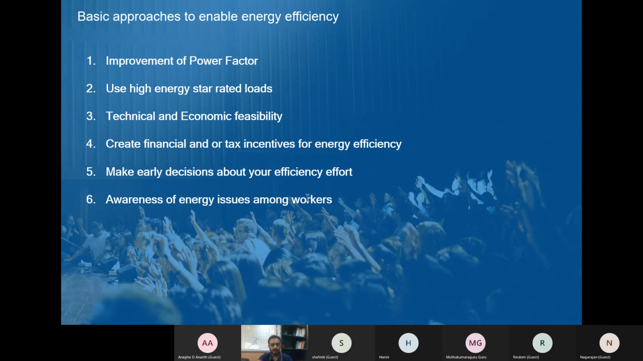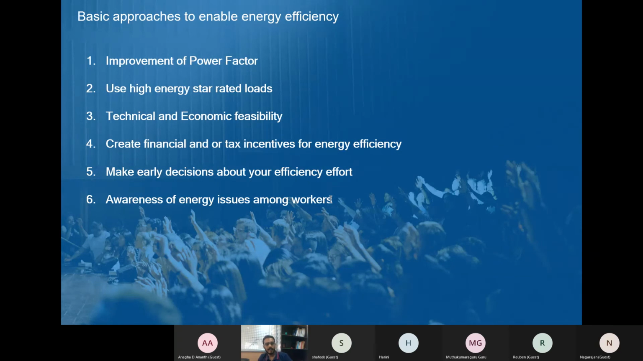Make early decisions about your energy efficiency effort. We should make early decisions for energy audit. It will help to save power from the initialization of an industry. The National Council of Electricity Policy has also created tools and resources that can help, including guides for financing energy efficiency programs and state programs that support energy efficiency.